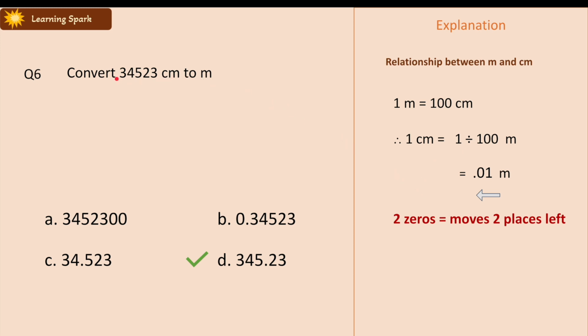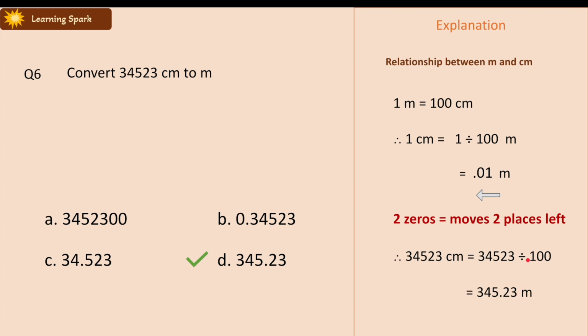Now we have to convert 34523 centimeter to meter. Okay, so we start with 34523, this number, we divide it by 100 to convert it to meter, and then we write 34523 and then we put the decimal point.